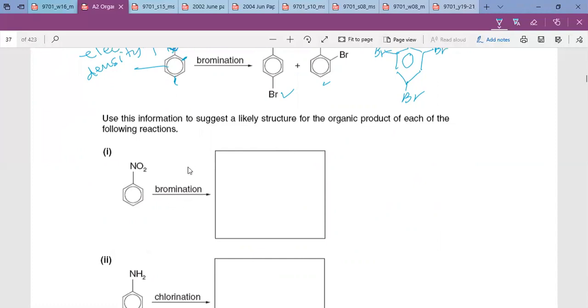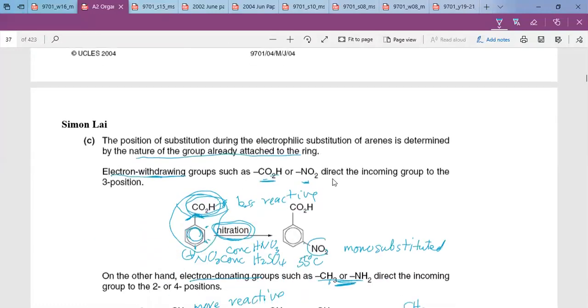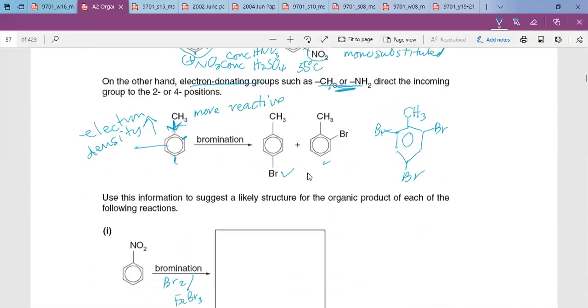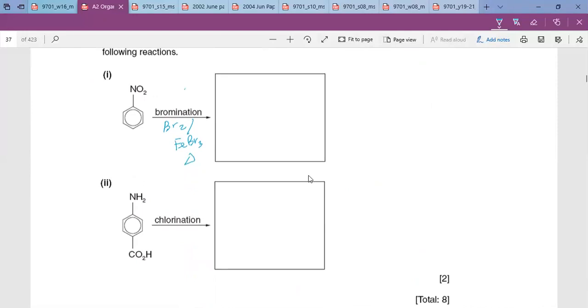So for bromination, you're going to use bromine, Br2, with FeBr3 and heat. Remember, the NO2 group is here. It's the first substituent, isn't it? It will direct it to the third position here. So what do you get? It's a very simple one, once you know the NO2 question.